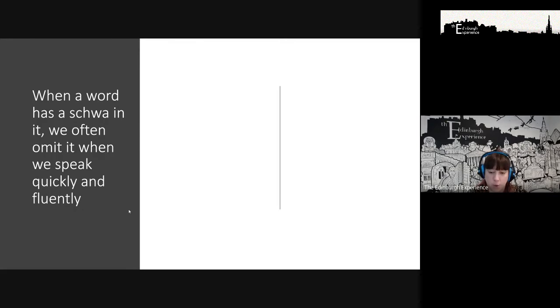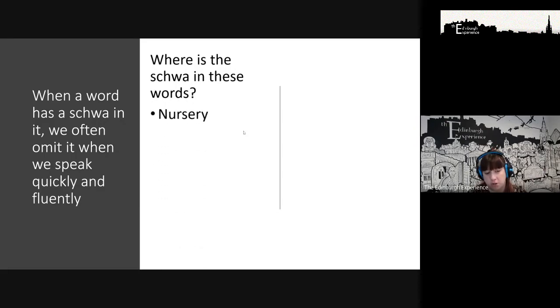Another little useful pattern that we can have in pronunciation with the schwa is that very often when we speak quickly, if a word has a schwa, we omit it. We take a syllable away. So I've got another list of words for you here, okay? So I'd like you to think about where is the schwa in these words. So where is the schwa in nursery? Where is the schwa in primary? Where is the schwa in secondary? We just did these, so you should be confident about those. Where's the schwa, sorry, in library?